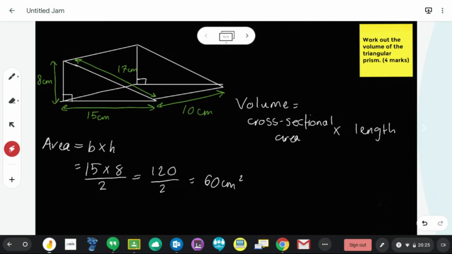Now, writing this down then, we have 60 centimeters squared times by 10 centimeters, and we get 600 centimeters cubed. Now remember, your units are especially important, just because they could earn you the marks in the exam to get full marks on the question. So your final answer is 600 centimeters cubed.